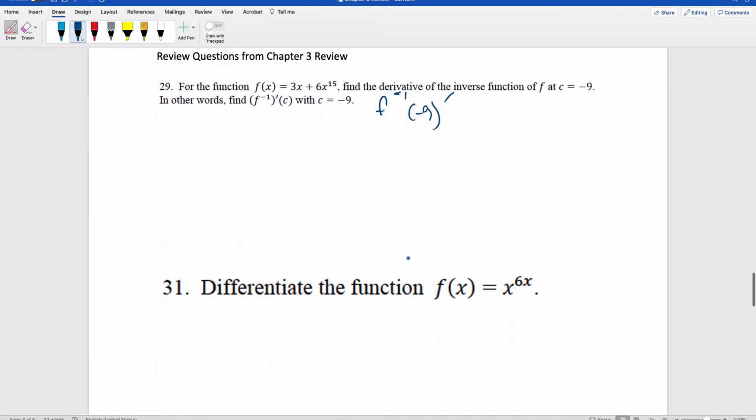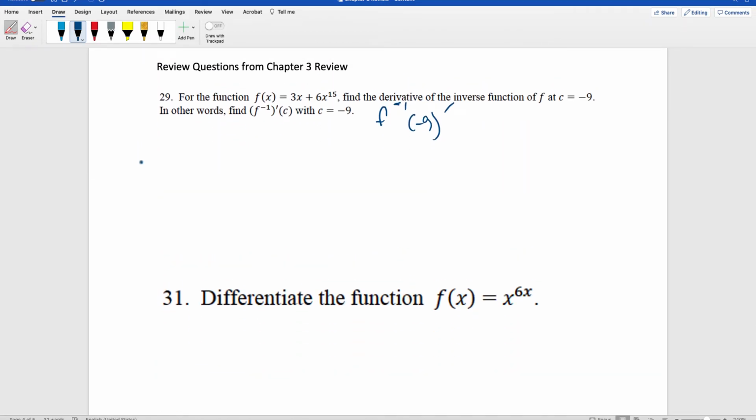Okay, so we're going to come here. I find it helpful for me to rewrite things multiple times. So the derivative of the inverse at c is equal to 1 over the derivative of the original function with the inverse function's value at c plugged into it. Okay, so I've rewritten it. Now I've got my plan of attack.